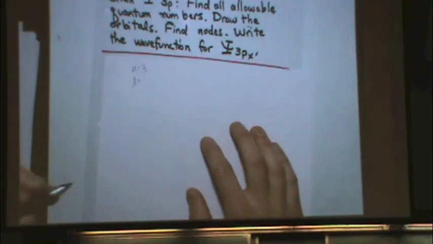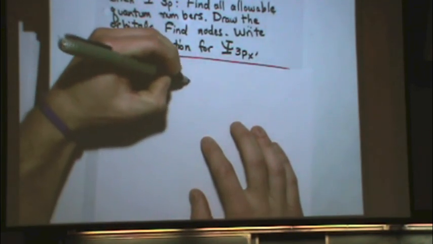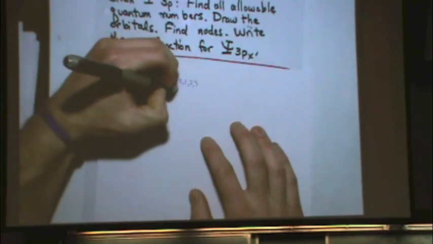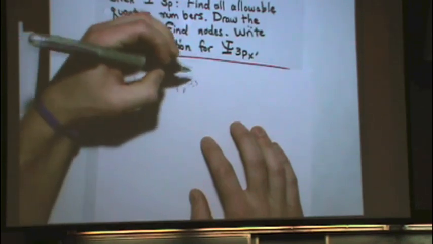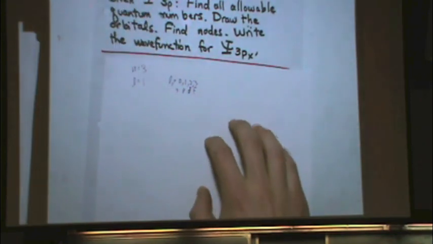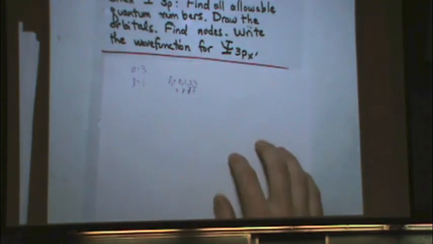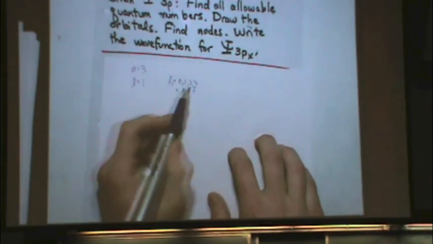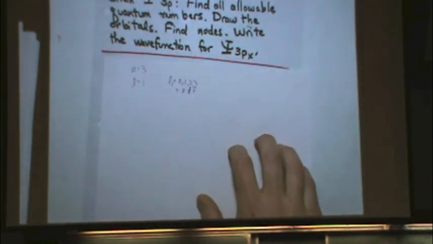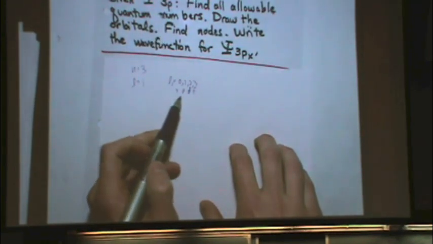Someone said 1, which is correct. Just to remind you guys, we have options 0, 1, 2, 3, with 0 being s, 1 being p, 2 being d, 3 being f. The allowable ones for this one are 0, 1, and 2, which can be n minus 1. But this one we're already given is p, so it has to be 1.